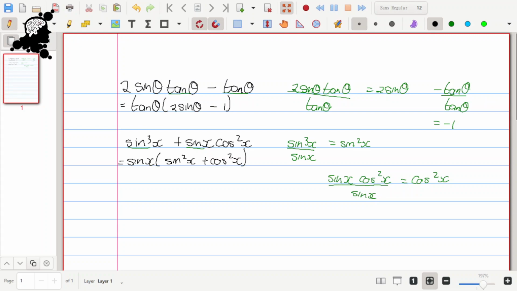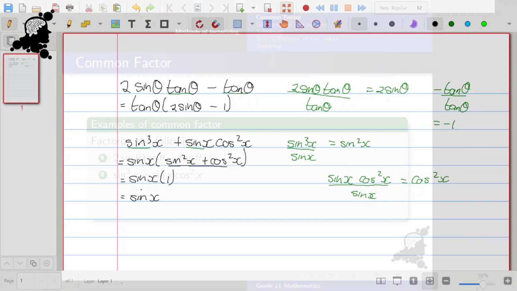There we are. You would remember from the square of the Pythagorean identity that sine squared x plus cos squared x is just going to give us a value of 1. Sine of x times 1 is going to give us sine of x. Brilliant. We are done factorizing this expression.